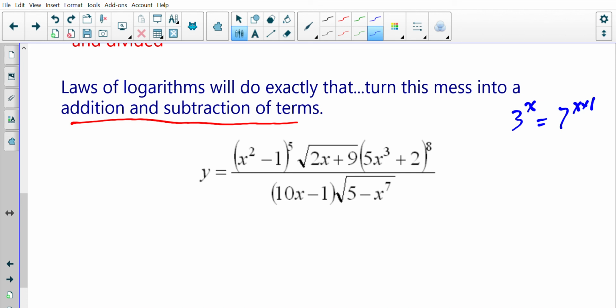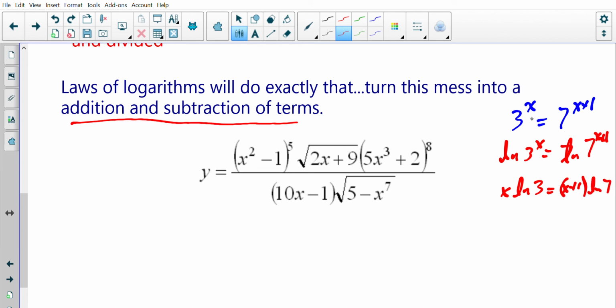Well, you can't get these both to be a common base, so the strategy we used in that situation was to take the natural log of both sides of the equation. Natural log of 7 to the x plus 1. And then you would use your laws of logarithms and bring your exponent to the front: x natural log of 3, x plus 1 natural log of 7. And then all of a sudden an exponential equation gets turned into a linear equation, where you rearrange, collect your x's on one side, numbers on the other, and away you go.